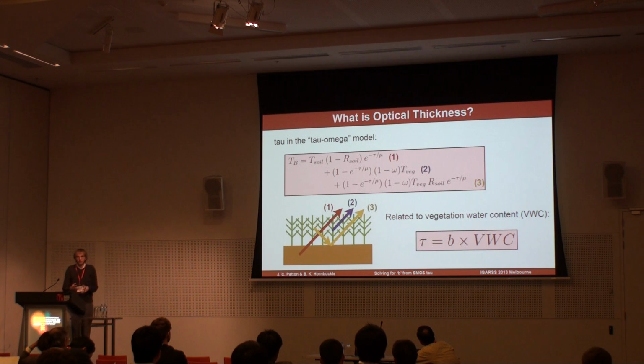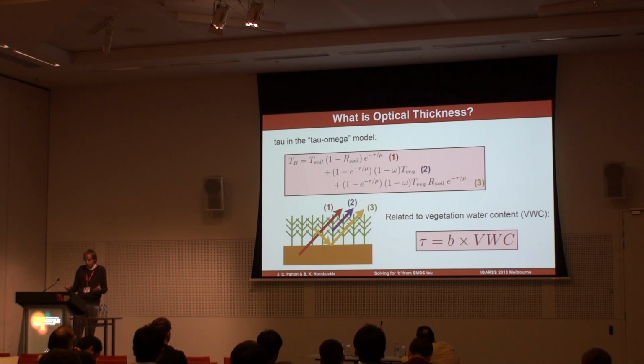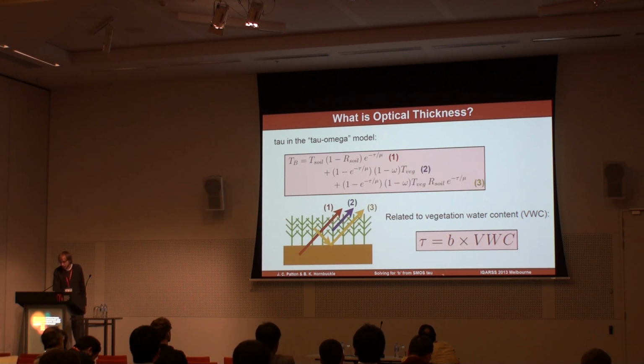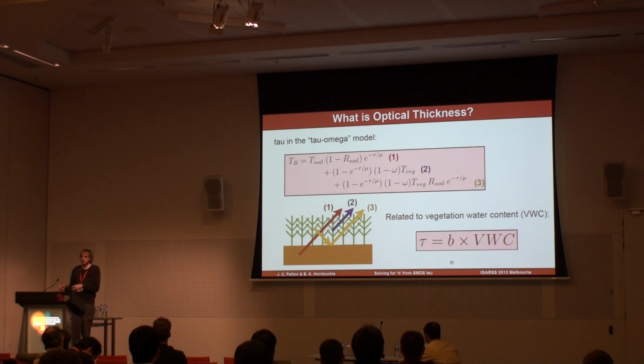The way that you can relate tau, and I'm going to use tau in place of optical thickness probably for the rest of the talk, is just through this parameter B. So tau is B times the vegetation water content. The vegetation water content is kind of a density, so the kilograms of water in vegetation per meter squared of ground.